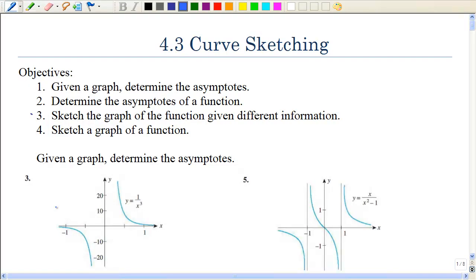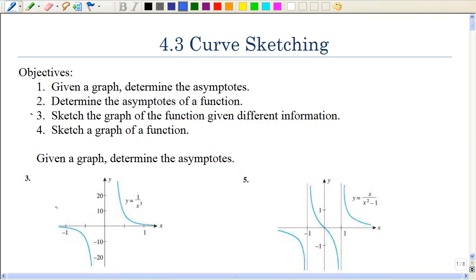In this section, we're going to be able to sketch a curve without the use of a graphing utility. We're going to take information obtained from asymptotes, from intercepts, derivatives that will give us relative mins and relative maximums, and concavity in order to be able to sketch the graph.